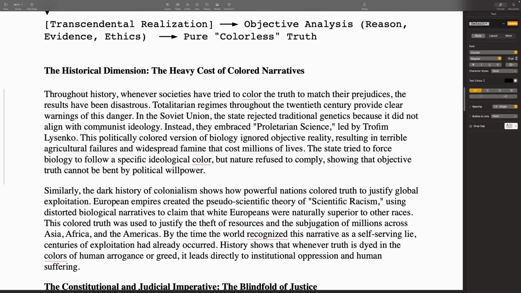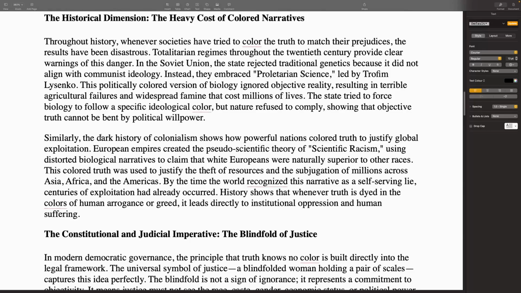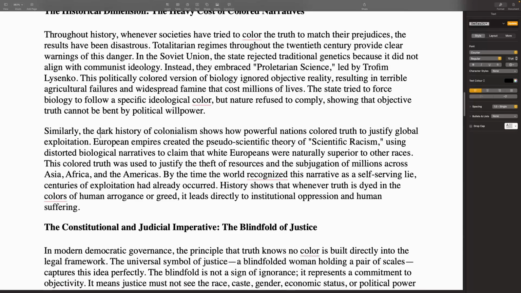Let's look at the historical dimensions. Throughout history, whenever societies have tried to color the truth to match their prejudices, the results have been disastrous. Totalitarian regimes throughout the 20th century provide clear warnings of this danger. In the Soviet Union, the state rejected traditional genetics because it did not align with the communist ideology.